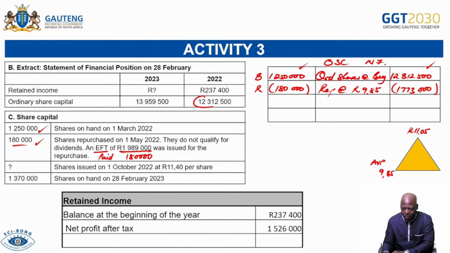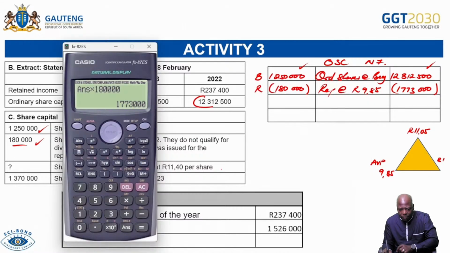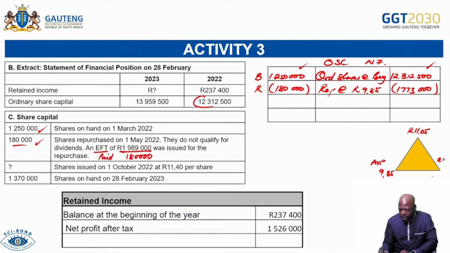1,773,000. Like that. Okay. So when we're still there, I can get this one now for my retained income. For my retained income, I'm now going to say my 11 rand 5 cents. You remember that one. Then I subtract my 9 rand 85. And then that's going to give me 1 rand 20. So I'm going to come here. That's going to be 1 rand 20.